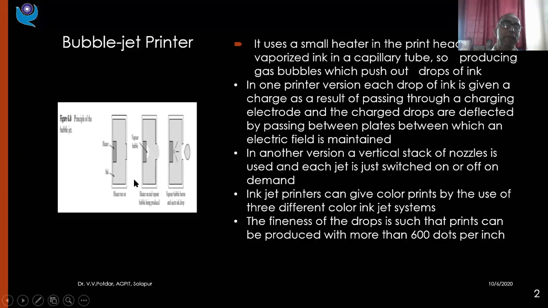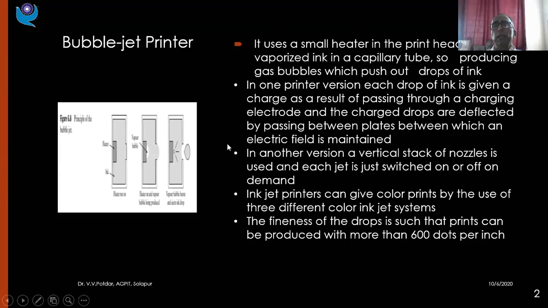So bubble, because the ink bubbles are formed, hence the name bubble jet printer. And these bubbles are formed because of heating of this plate. It uses a small heater in the print head with vaporized ink in a capillary tube, producing gas bubbles which push out drops of ink. These bubbles push out of this orifice.